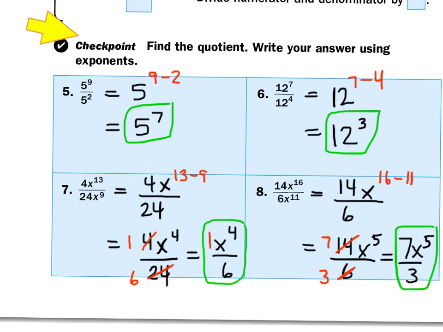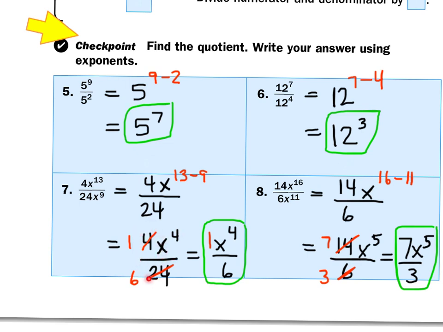Look at number 7, 4x to the 13th power over 24x to the 9th power. So first, put your fraction bar and put the 4 in the top and 24 in the bottom. And now take care of the bases. Okay, so the x's match. So put an x at the top and then do top minus bottom, 13 minus 9. So that gave me 4x to the 4th power over 24.